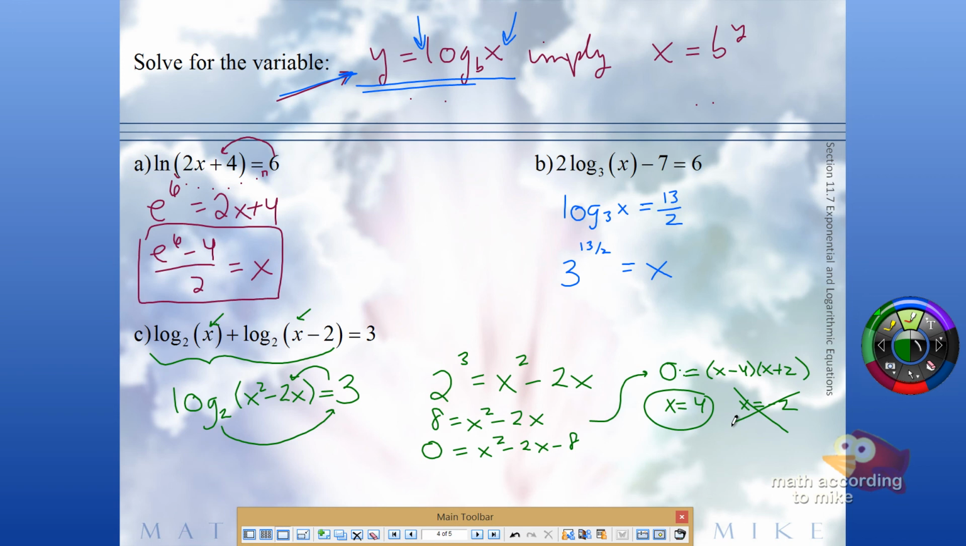So in all 4 cases, we could not have log equals log. We ended up with log equals number. So in that case, we need to use the definitional logarithm to write it as an exponent.